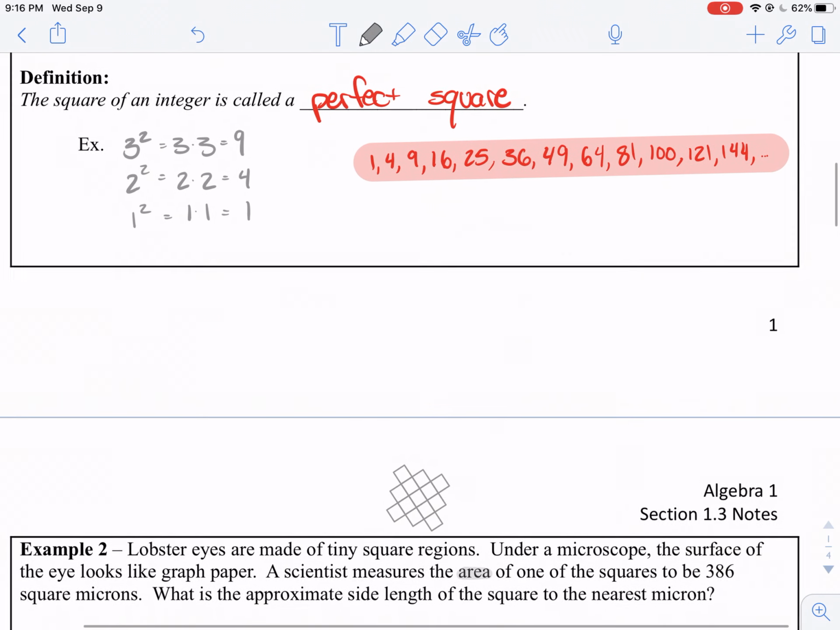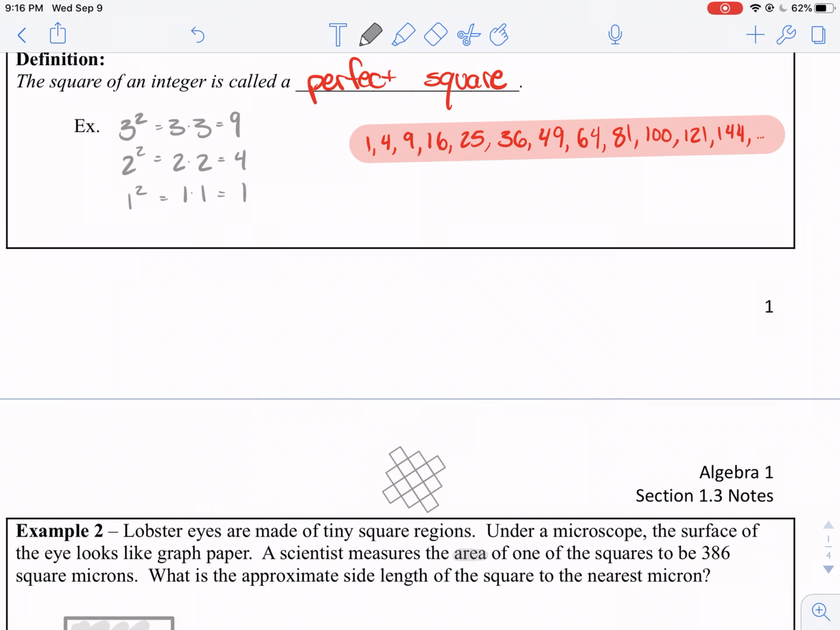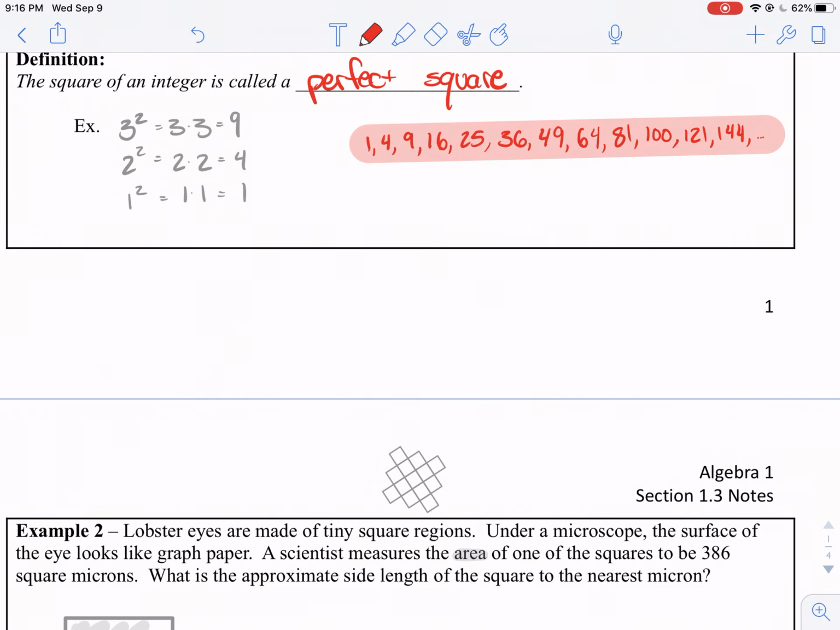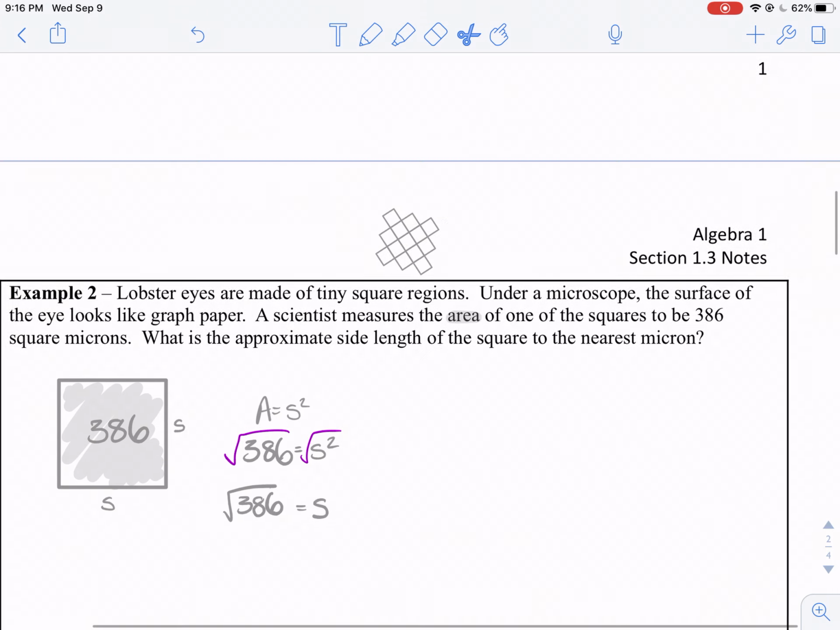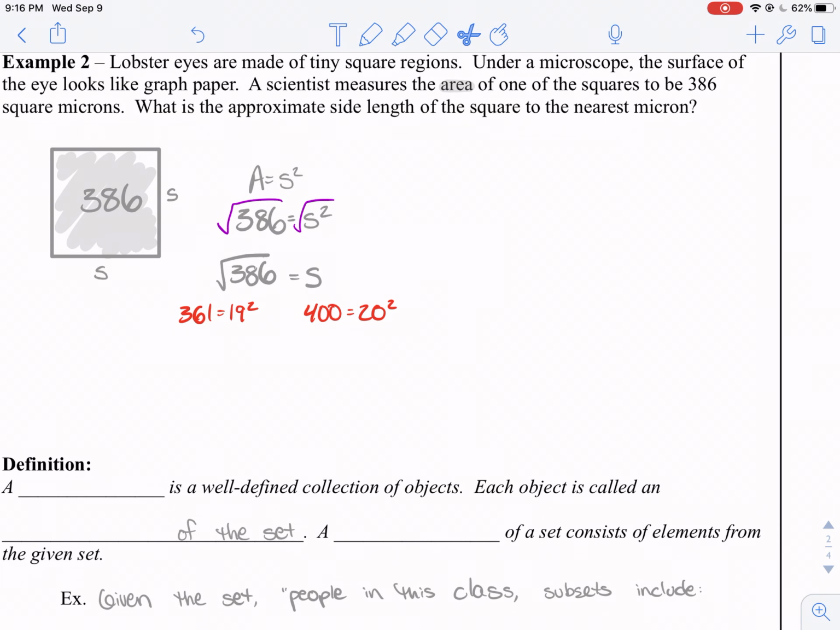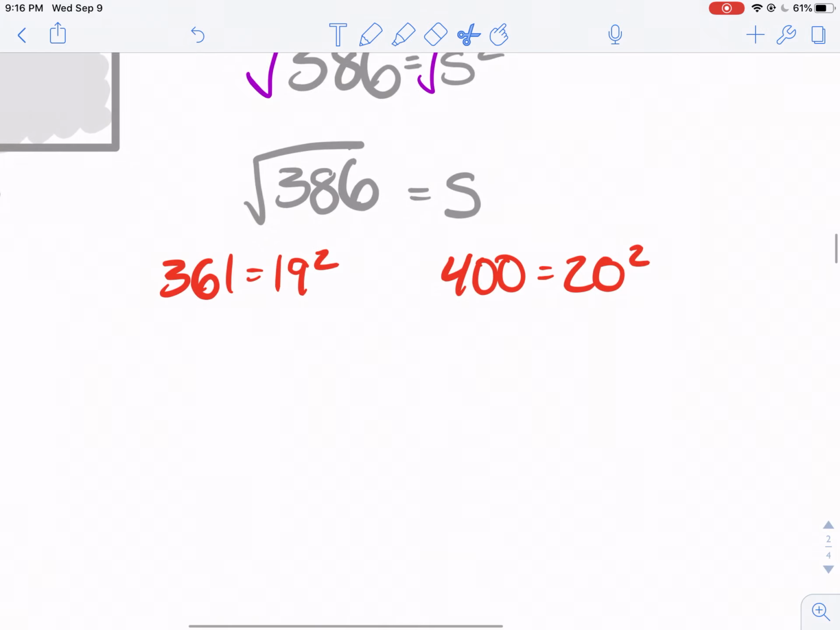Remember when I said that the list of perfect squares is going to come in handy? If I had kept going, I would have told you that 361, that's 19 squared, and 400, that's 20 squared. And check it out. Watch this. 386 is between those numbers, like on the number line.